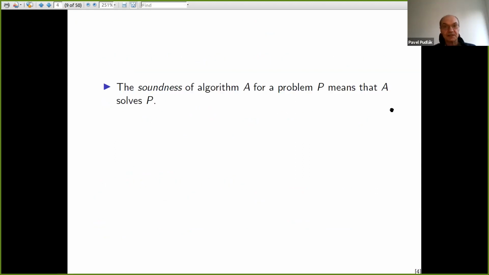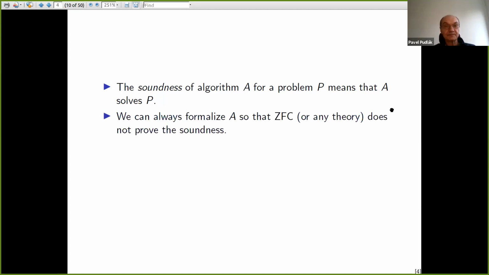So here's what I mean by soundness of an algorithm. We have to be careful how we formalize these questions. We can always formalize an algorithm so that ZFC or any fixed theory does not prove the soundness. We can just embed the consistency statements of this theory into the algorithm, and then we are not able to prove that it is sound.